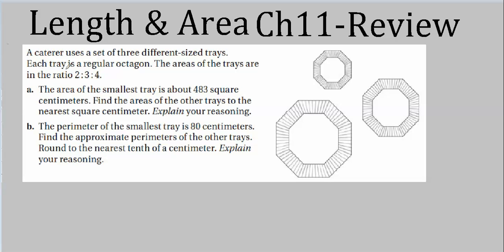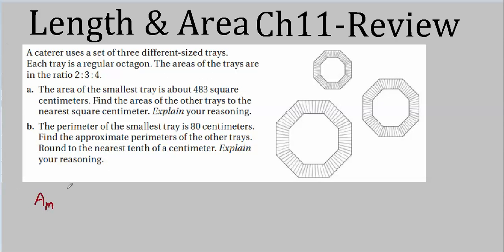And it's in a 2:3:4 ratio. And they give us the area of the smallest one. So let's say this is the medium tray. What about the area of the medium tray? We'll call that A sub m.